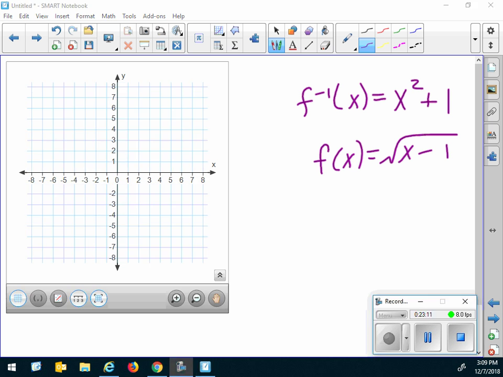Ladies and gentlemen, let's graph this one. Now, what does that look like? When you graph it, it is the parabola x squared moved up 1 unit.